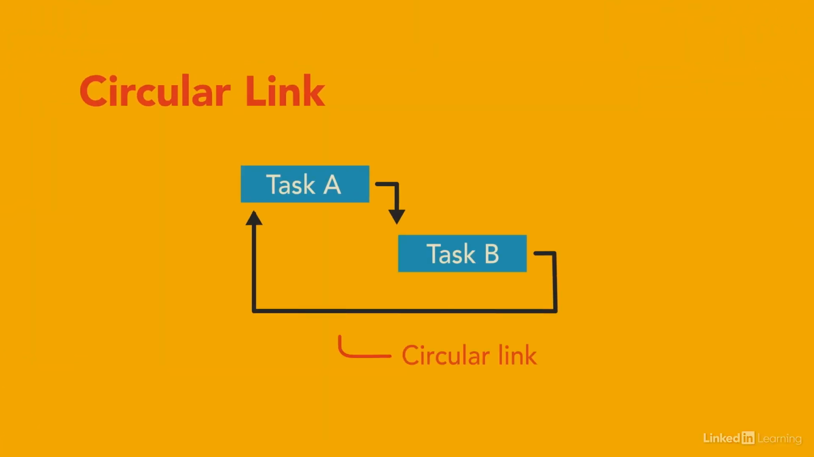A circular link is a link from one activity to another, which then links back to the first activity, which is logically impossible. For example, task B can't start until after task A is done. That makes the finish-to-start link from task B to task A impossible.